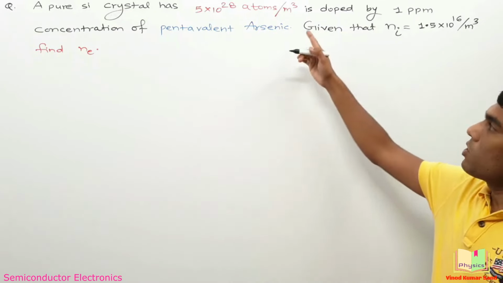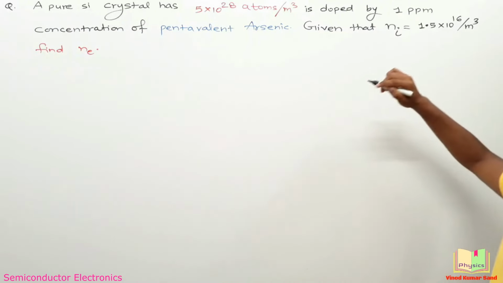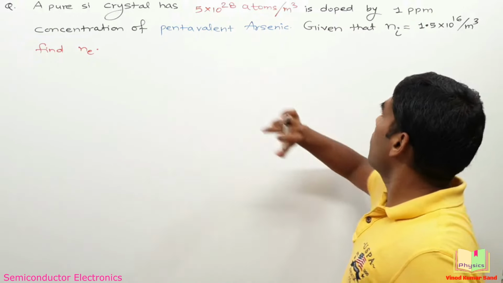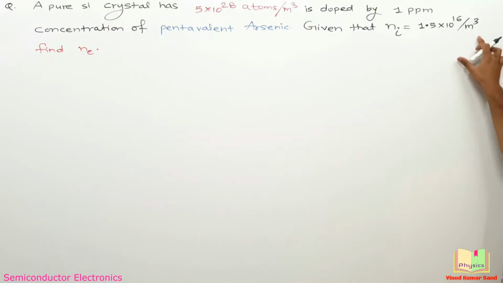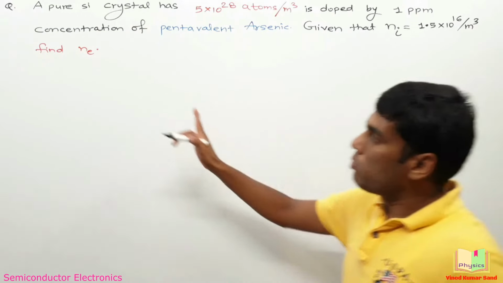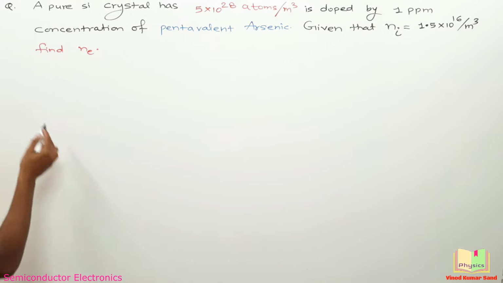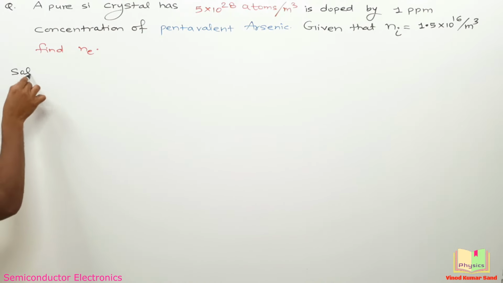Here is the next question. A pure silicon crystal has 5 into 10 to power 28 atoms per meter cube, and we are doing the doping with the pentavalent arsenic. The intrinsic charge carrier concentration is already given. We need to find the number of free electrons per unit volume. Let us start the solution.